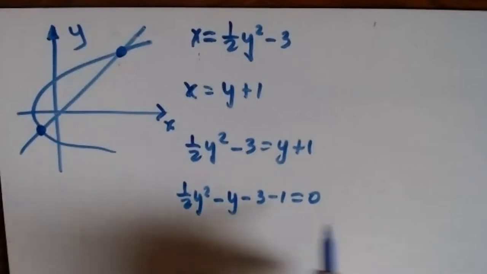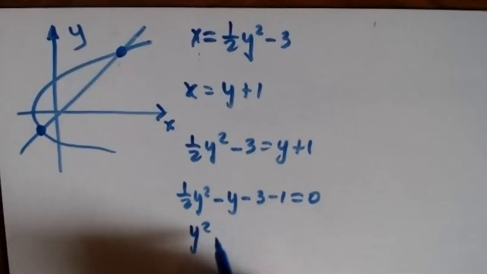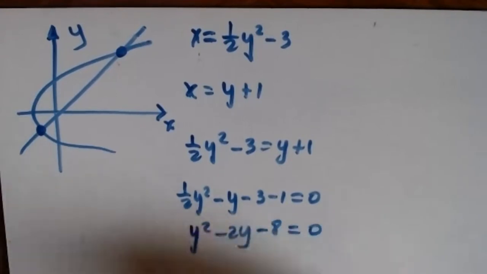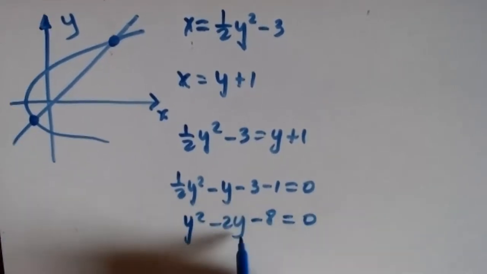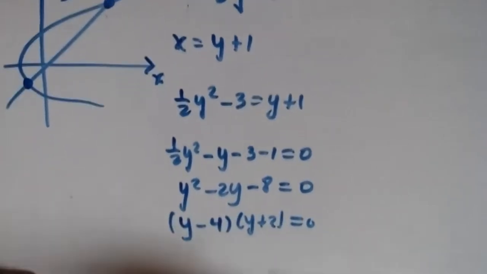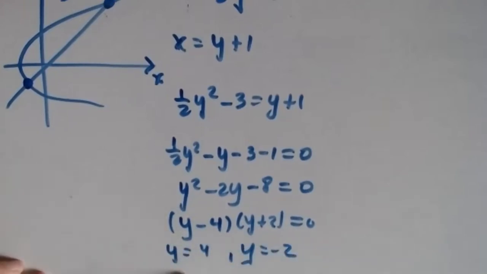And then I multiply times 2. So I have y squared minus 2y minus 8 equals 0. Correct? Now, this factors as (y minus 4)(y plus 2). And then y equals 4 and y equals negative 2. Okay, this is the situation.